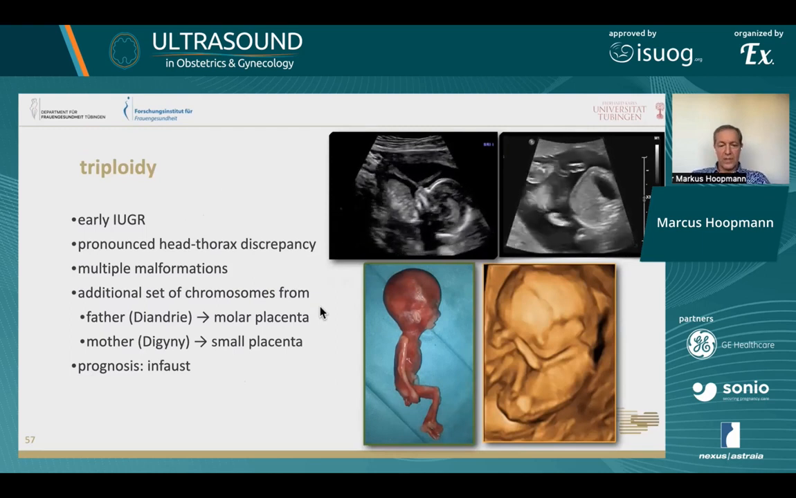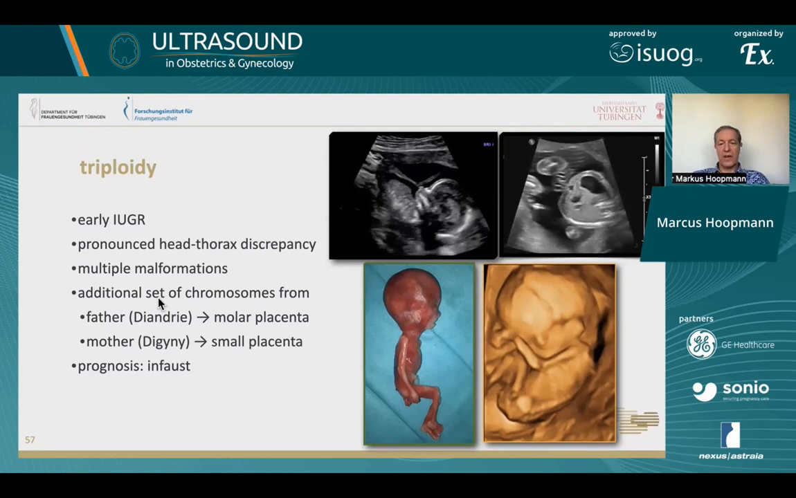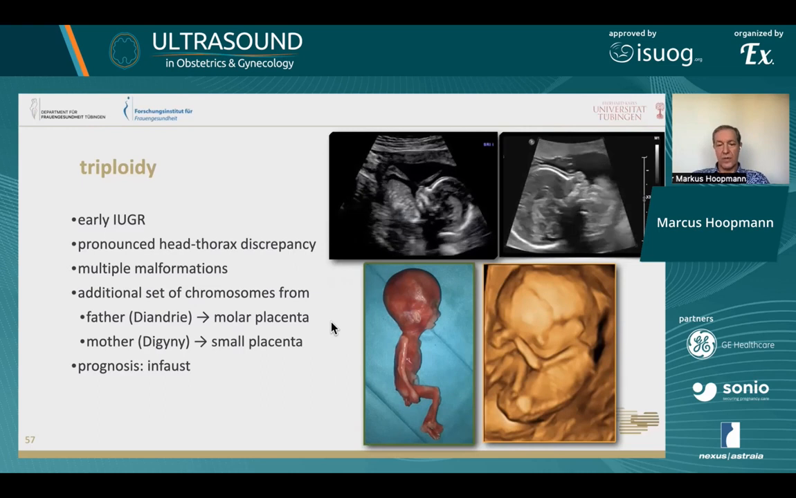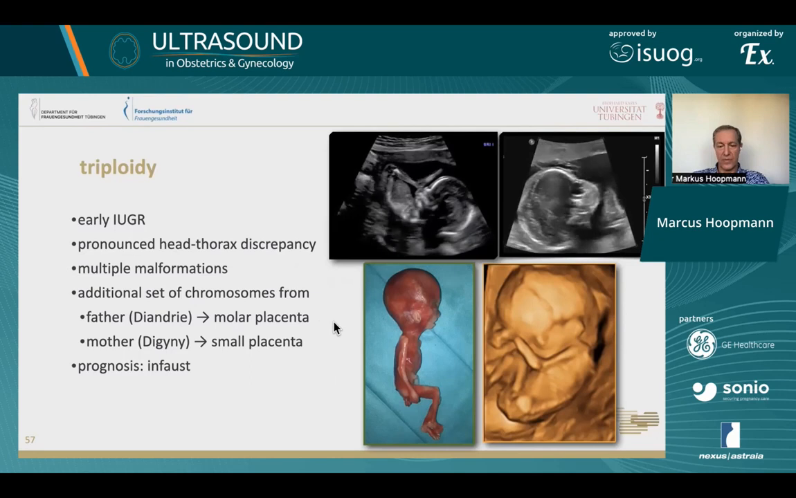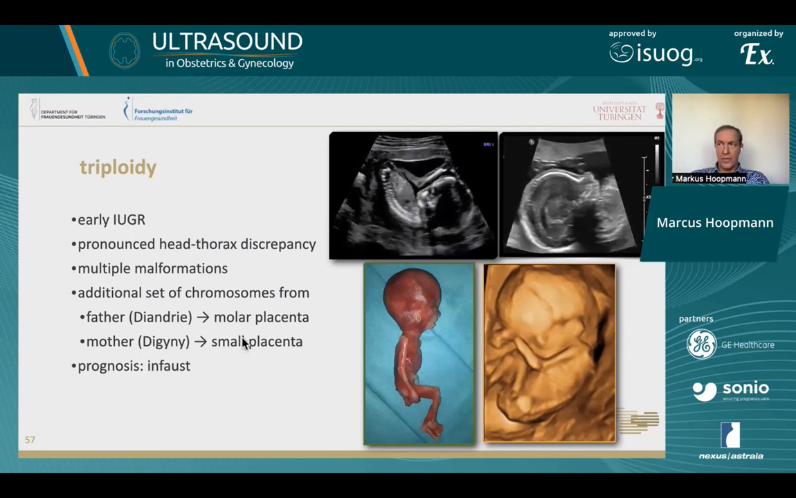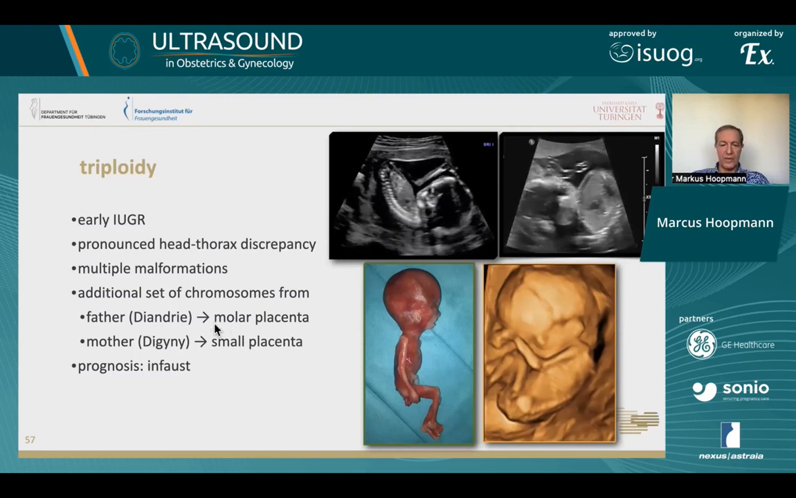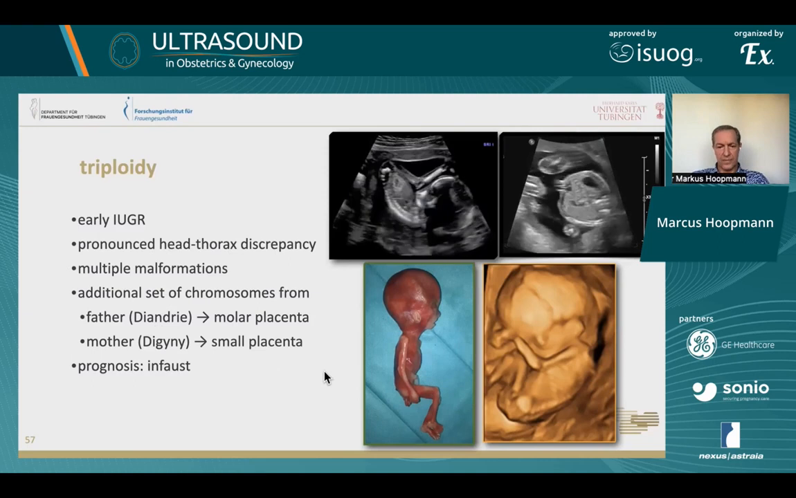And this depends on who has given this additional set of chromosomes. Is it from the father? You see a molar placenta, and this can provoke even early placental problems like preeclampsia or HELLP syndrome in the first half of the pregnancy. And when it comes from the mother, you have typically a very small placenta and a very early IUGR. But in both ways, the prognosis is lethal and they cannot survive.